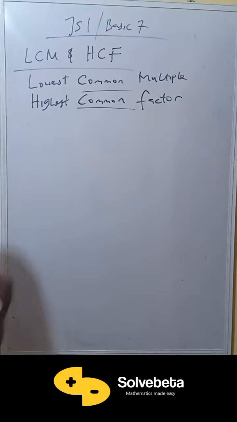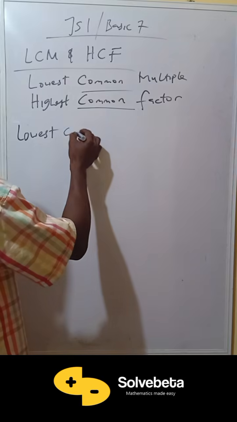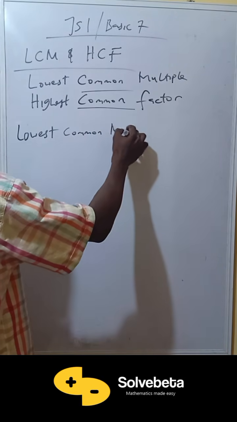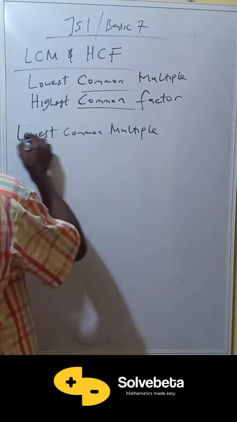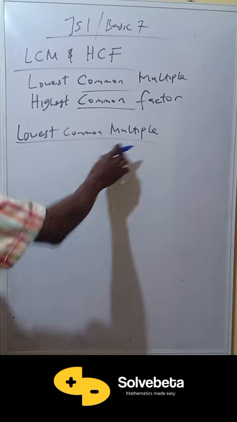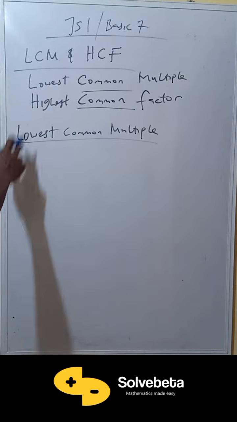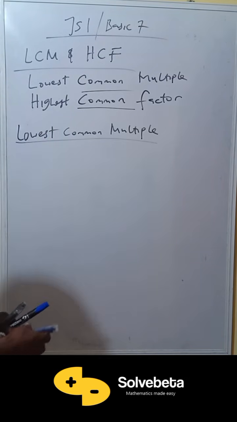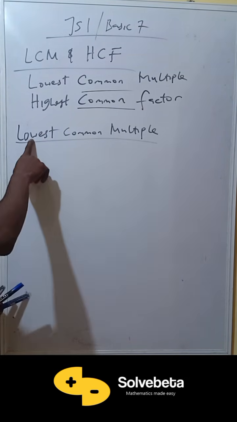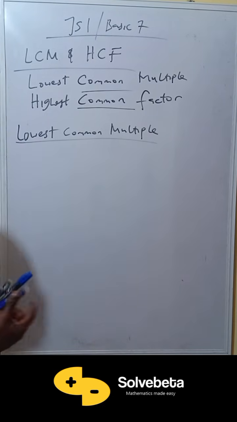So let's go to lowest common multiple. Now, let's start with the word multiple. Lowest, we mean the least. You can use least. I think I'll use the word least common multiple. That sounds better. Least, the least of the multiples.